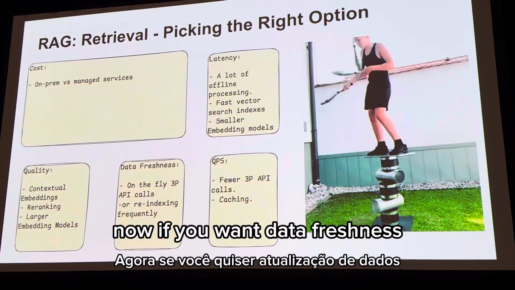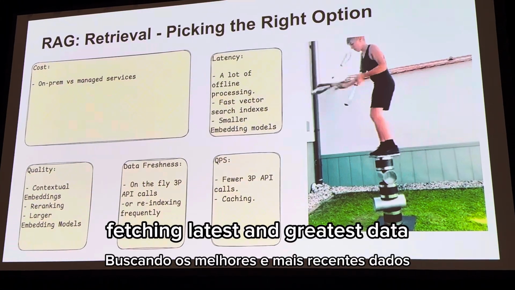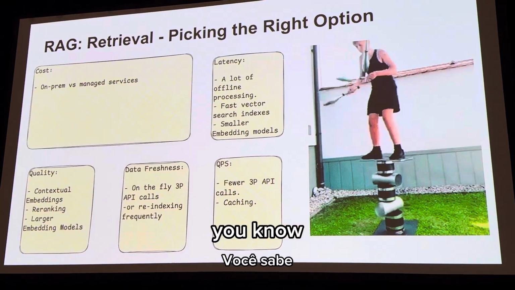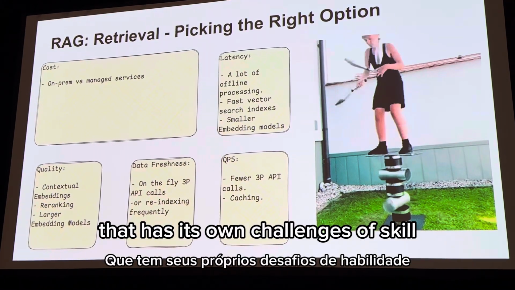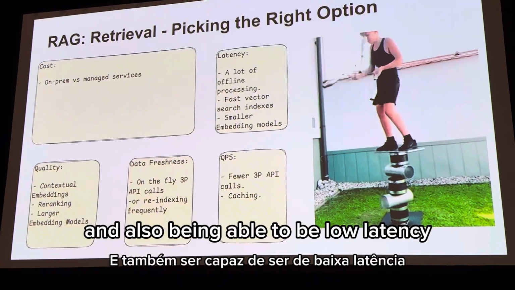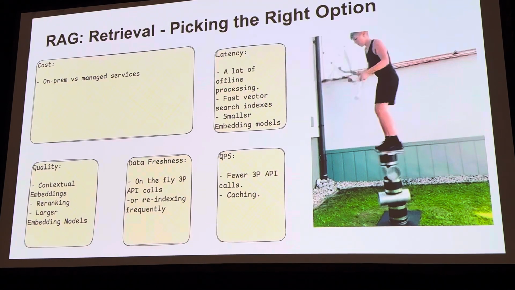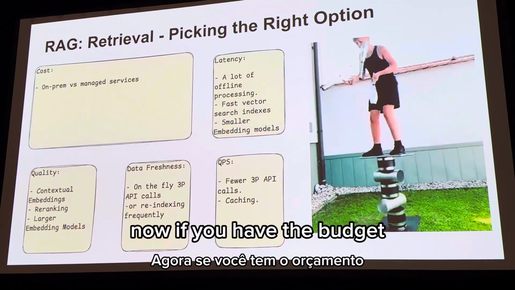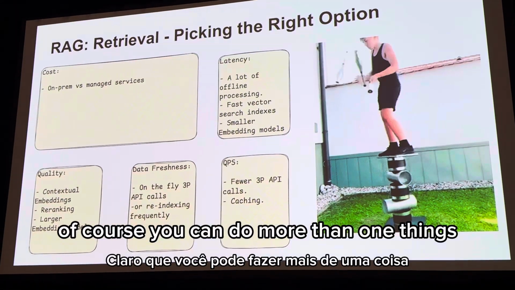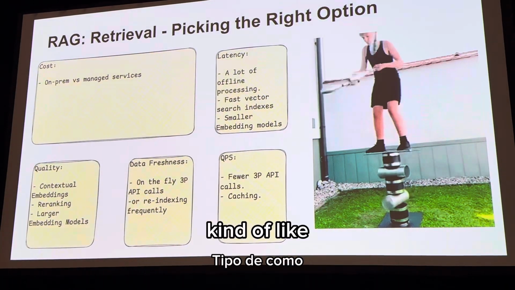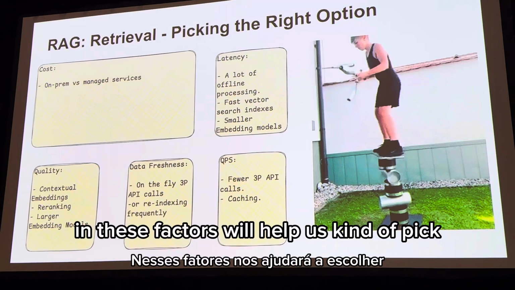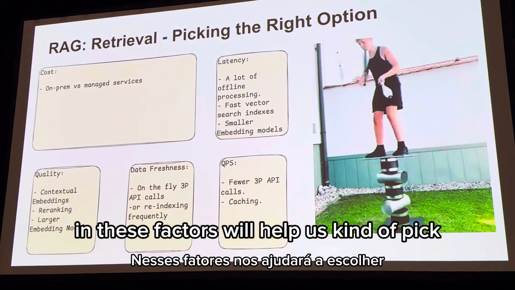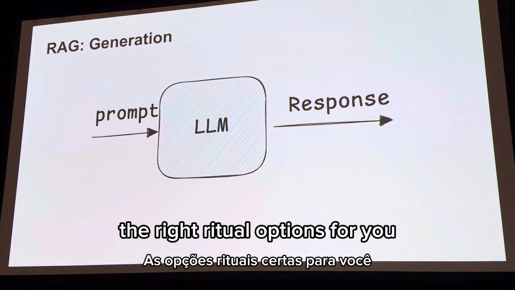Now, if you want data freshness, you would want to be fetching the latest and greatest data without any delays in syncing and whatnot. That has its own challenges of scale and also being able to be low latency. Now, if you have the budget, of course, you can do more than one thing. So cost is the overarching factor of it all. Deciding the priorities among these factors will help us pick the right retrieval options for you.